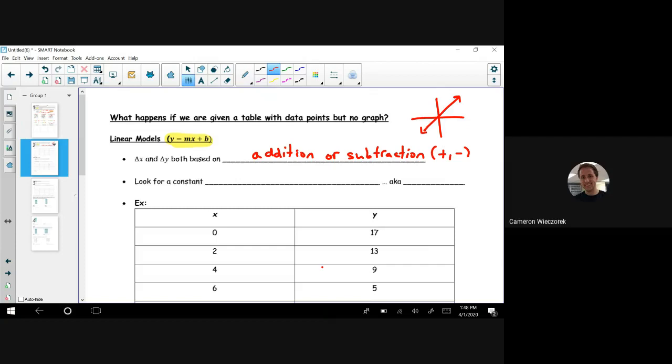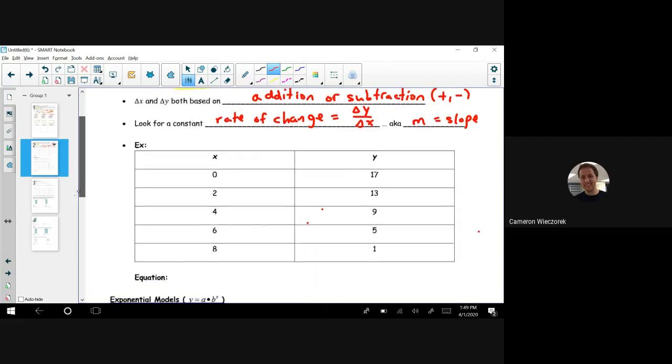And what you want to be looking for is a constant rate of change. And the way that we defined that back in chapter 5 was we take the change in y and we divide it by the change in x. And we called that slope, which we used the letter m to represent. So slope, rate of change mean the same thing.